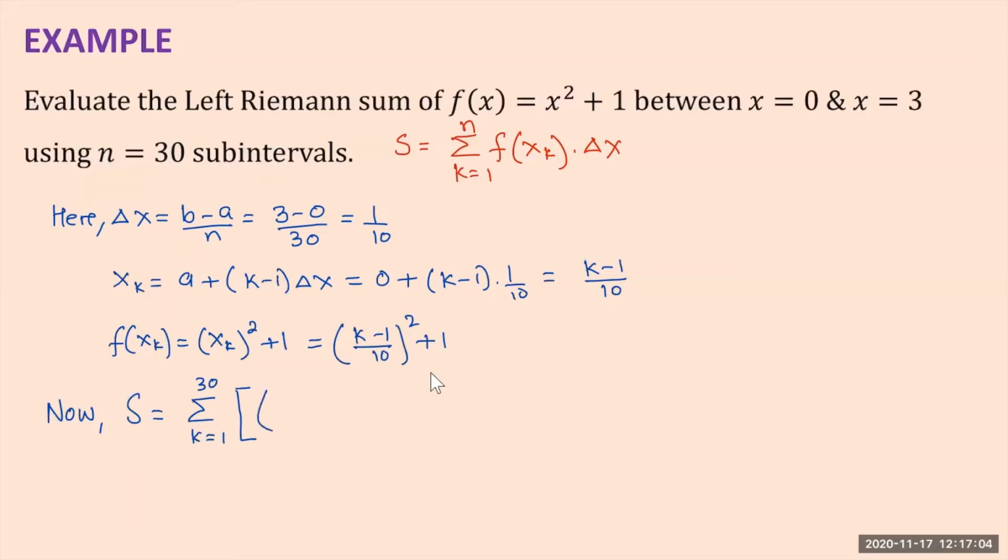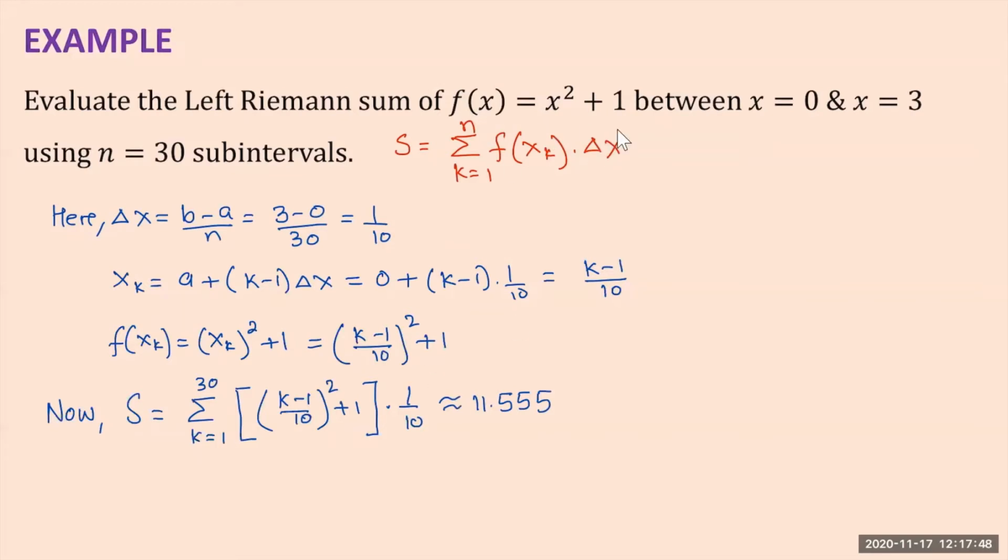k minus 1 over 10 squared plus 1. That is f of xk. And we have to multiply this by delta x. f of xk multiplied by delta x. Delta x is 1 over 10. Now we can type this in our calculator and approximate the value. So if I type this in my calculator, the result will be approximately 11.555. So this is how we can approximate the area under the curve using the left Riemann sum.